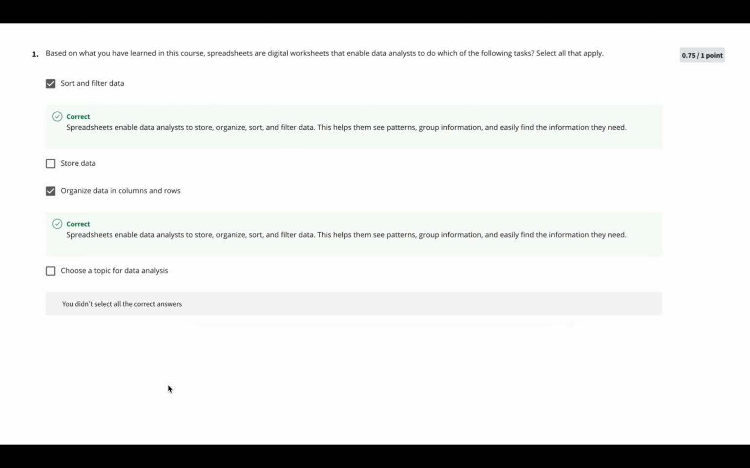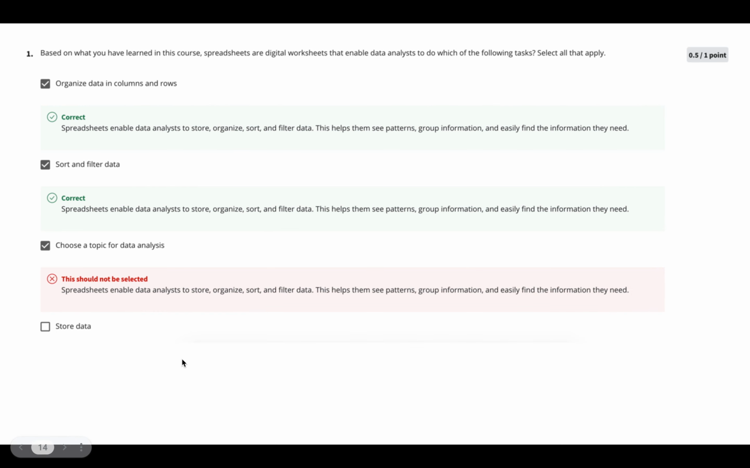Let's look at the answer. All right, actually, I made some mistakes here. It says that you didn't select all the correct answers, and I tried again. Oops, I chose the wrong answer. Spreadsheets enable data analysts to store, organize, sort, and filter data. This helps them see patterns, group information, and easily find the information they need. So it shouldn't be choosing the topic for data analysis. It should be store data.